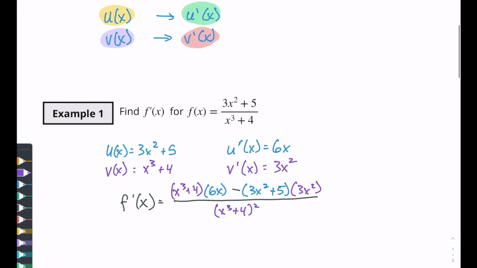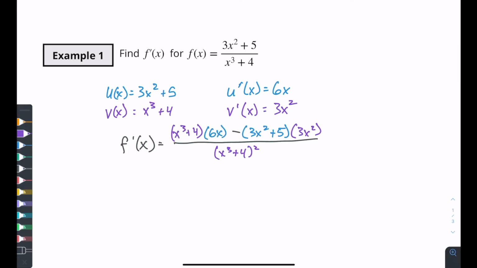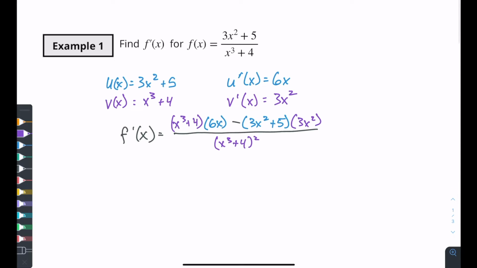All right, now we have the fun of trying to simplify and see if there's anything that we can do with this to make it a little bit easier to work with. And I don't think there's going to be a whole lot in this particular example. So I'm going to distribute this 6x over these pieces. So I'm going to end up with 6x times 4, 6x times x cubed.